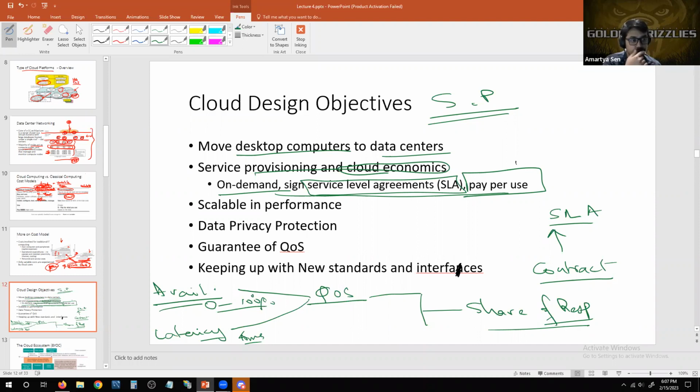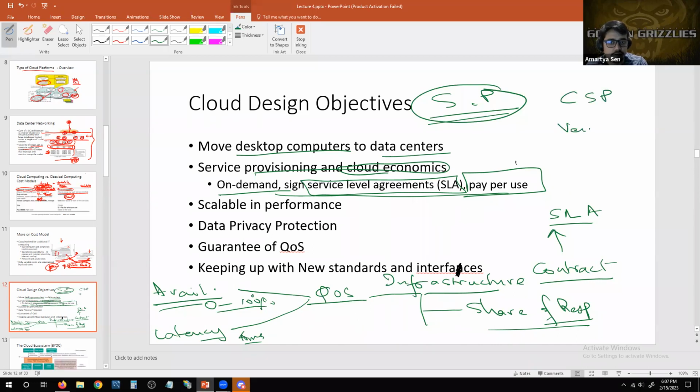right? So anything that has to do with infrastructure, any QoS parameters that directly relate to infrastructure itself, will be the responsibility of the cloud service providers themselves. So it will be called CSP, or we can sometimes just refer to them as vendors, right? Cloud vendors.